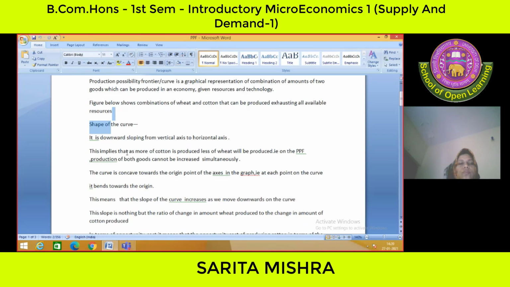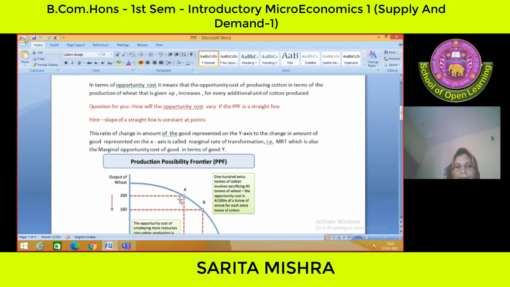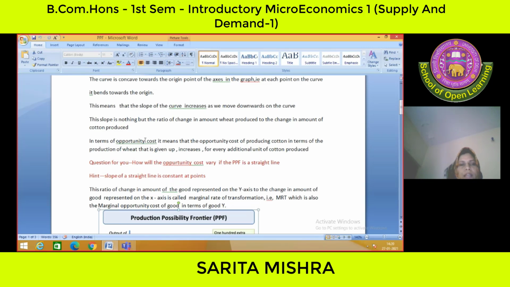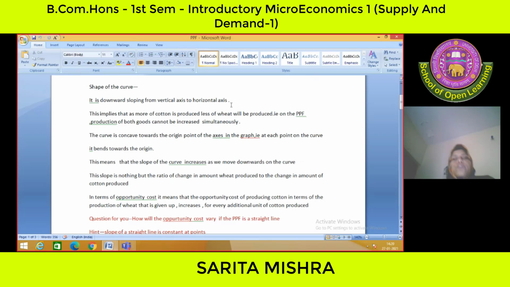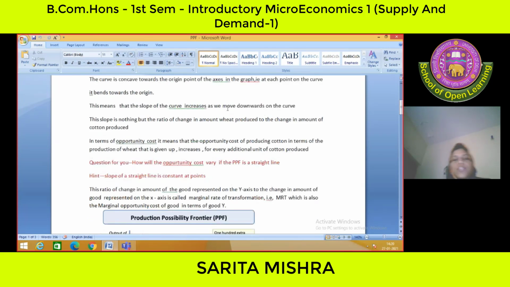Fine. Now, what the shape of the curve represents is, first of all, it is downward sloping from the vertical axis to the horizontal axis. As you have already seen, it is downward sloping. It's bending from the y-axis to the x-axis. Now, what this means in terms of the trade-off between wheat and cotton is that when you are increasing the amount of cotton, then you have to reduce the amount of wheat. So if you want to produce more cotton, then you have to reduce the amount of wheat which you are producing.